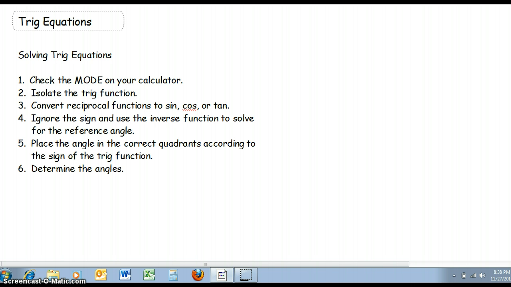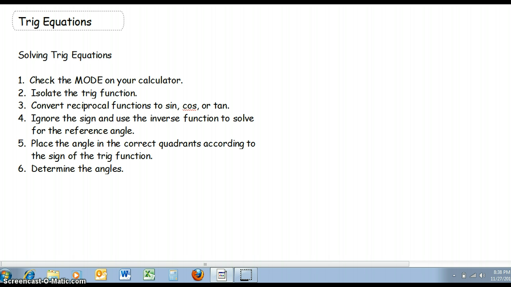Especially if we're using a calculator, we only have sine, cosine, and tangent on our calculator, so if we have a reciprocal function, we're going to change it to its reciprocal by finding the reciprocals. We're going to do that whether we're using a calculator or not. Number 4, you're going to ignore the sign and use the inverse function to solve for the reference angle, because you're going to be finding the angle. And then number 5, you're going to place the angle in the correct quadrants according to the sign of that trig function, and then you're going to determine the angles.